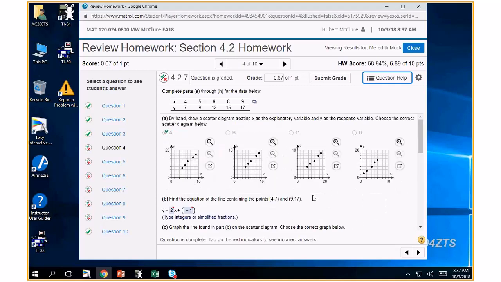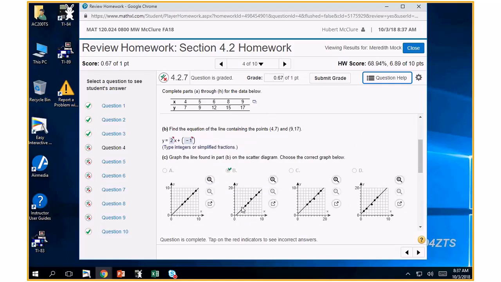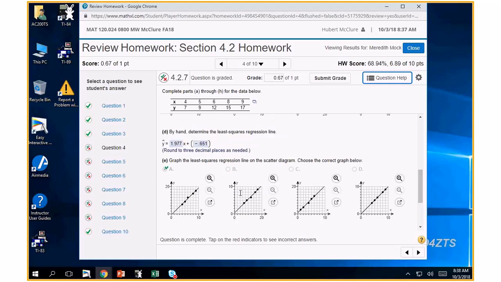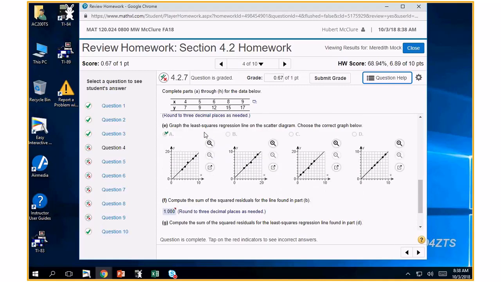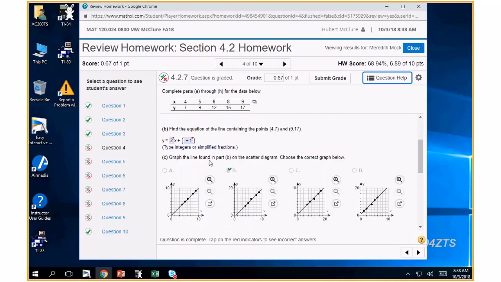Okay, we did this. We did A. Okay, we did B. All right, we did C. D, I thought we did that too. We did that. We did D. Hold on. Graph the least squares. Okay, here it is. Okay, C. Graph the line found in part B.